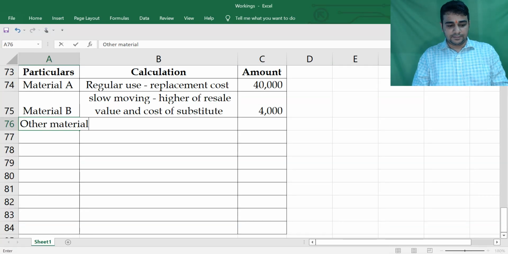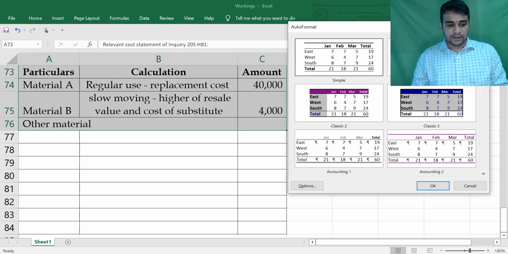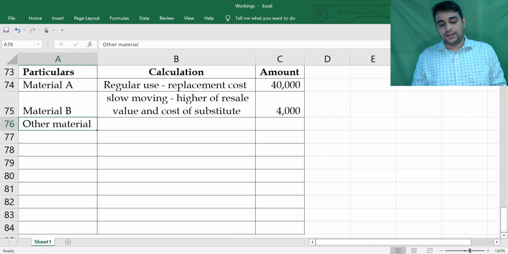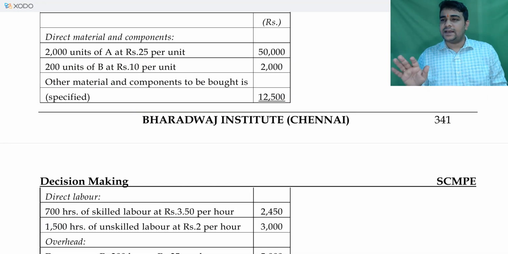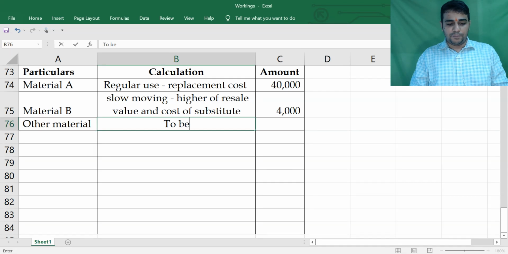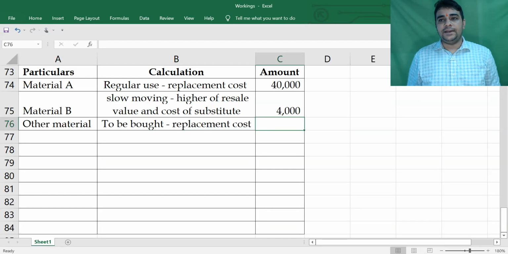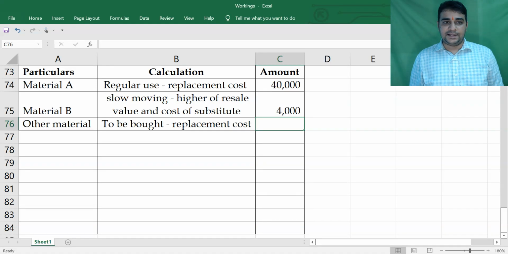Other material. They have not given any explanation on top of that. They have just mentioned to be bought. To be bought, replacement cost. If you are yet to buy it, the relevant cost is replacement cost.